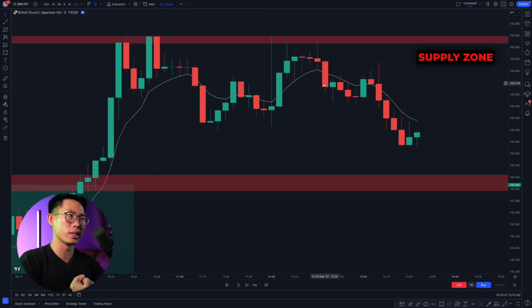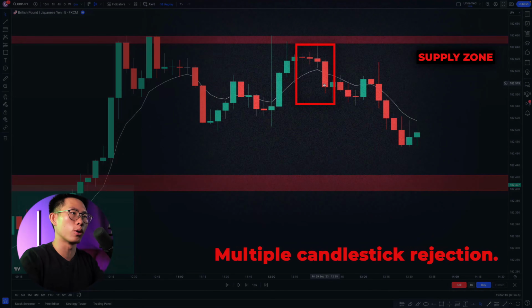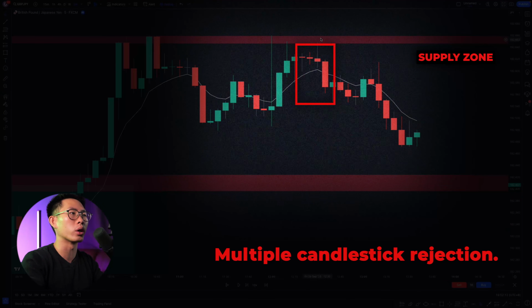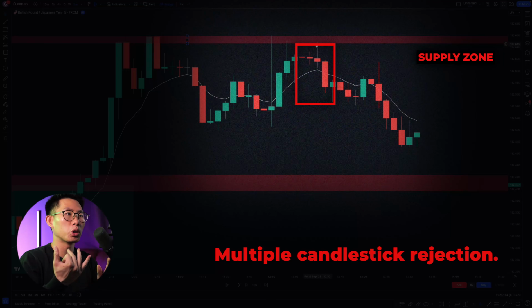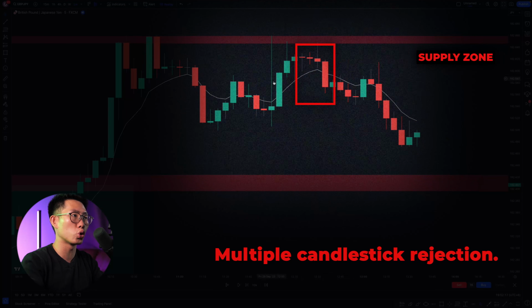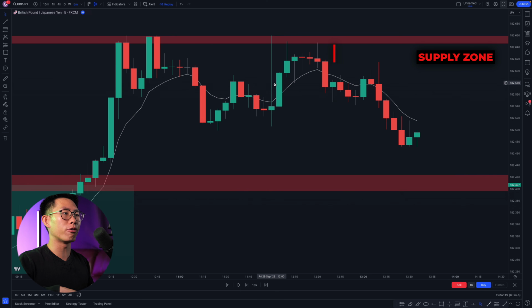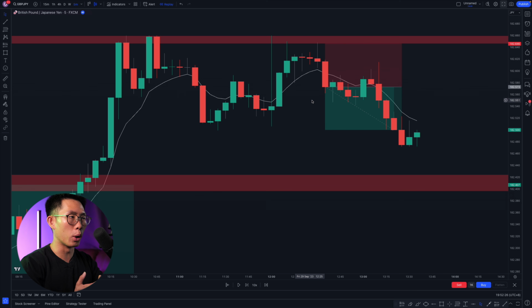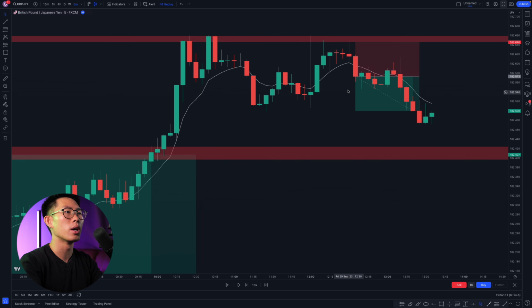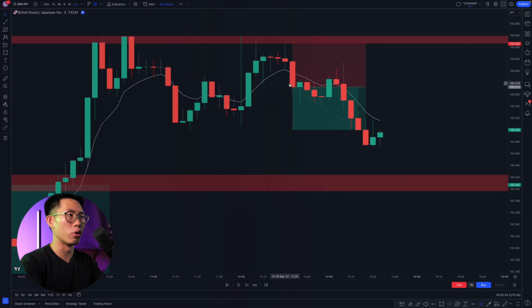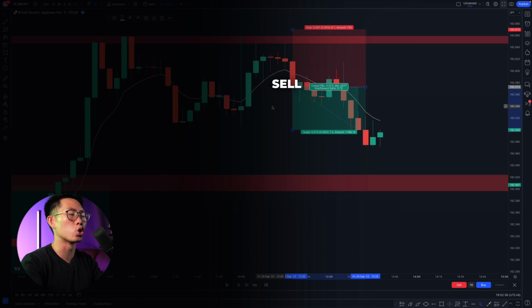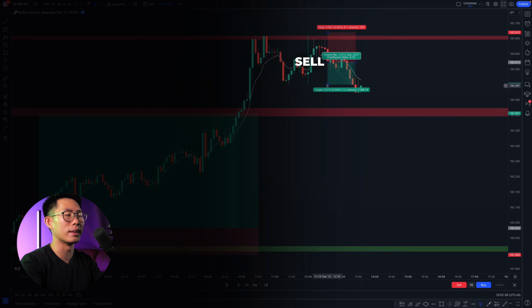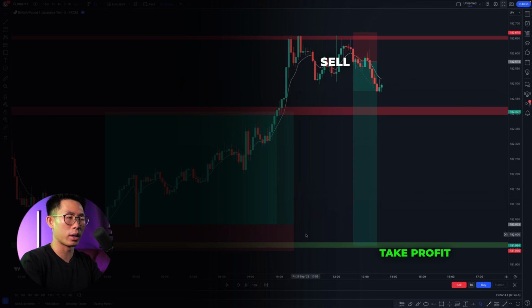Now that's the first confluence. The second confluence is that if you observe closely, there are multiple wick rejections right here, and then there is also your long upper wick right here. Now we have all the confluences in the world for us to enter for a sell right here. Moving average crossover, long upper wick candle, multiple wick rejections, clear as day that price is about to collapse. So that is when you can enter for the trade right here, place your stop loss above this supply zone, take profit all the way down at this next demand zone that I have right here.